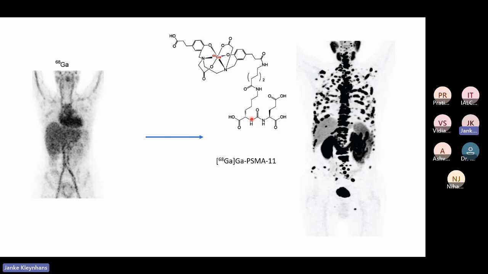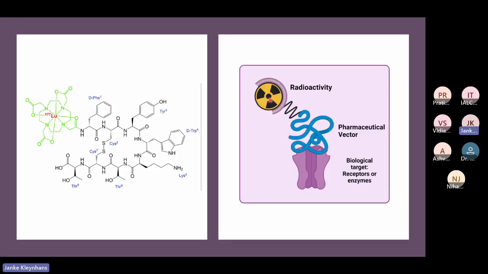So, for instance, you can see the chemistry is much easier in this case. You have a gallium eluate coming from your generator, or you have maybe a radionuclide coming from the reactor or the cyclotron in a plus three state. So it's charged plus three, which is perfect to go into this claw or cavity.